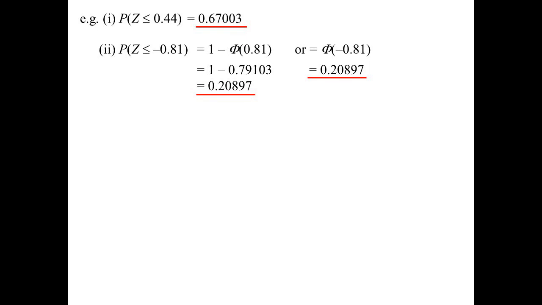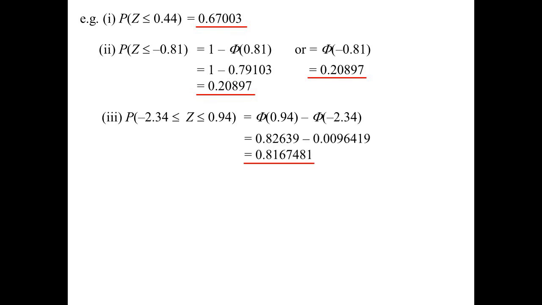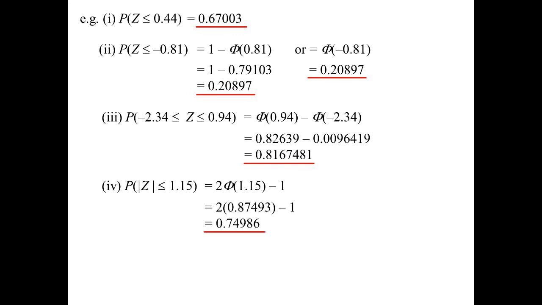So I can read off the table the 0.81. So you'd have to go 1 minus that one. In between these two values, okay, well, it's going to be 0.94 minus negative 2.34. Again, that negative one, if you're reading off a table of values, you're going to have to go 1 minus and then 2.34 to get that number. But if you've got the calculator that will do it, you can plug that straight in. Absolute value in between 1.15, so I can use that rule. It's 2 times the 1.15 minus 1, and we'll come up with that value.